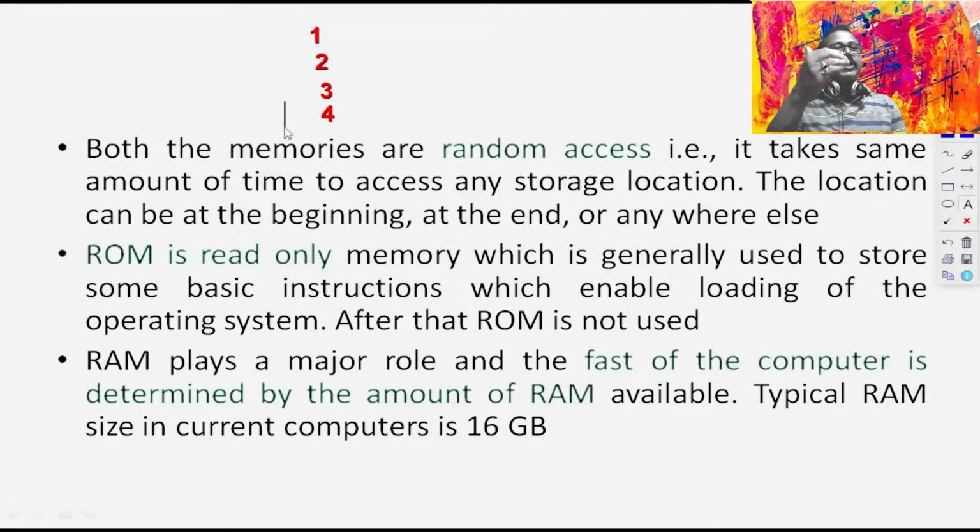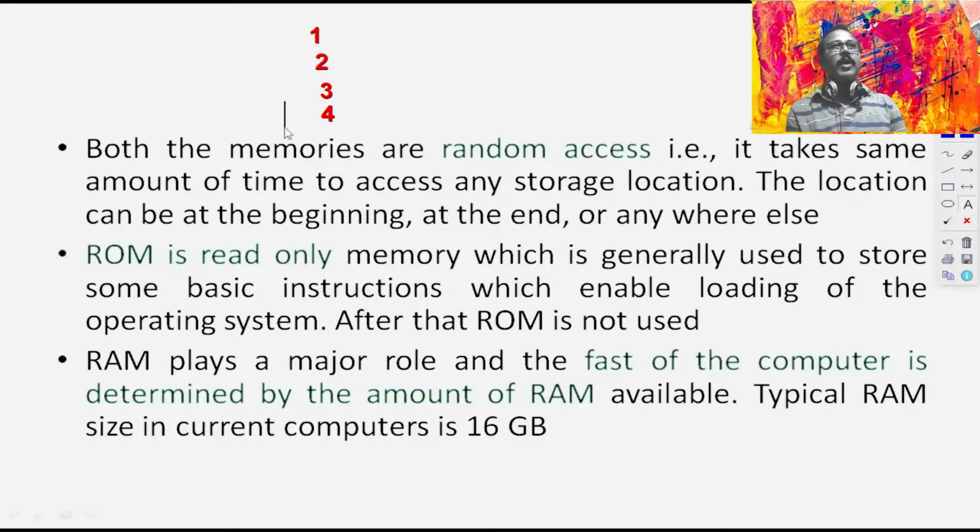So sequential means if you want to access the fourth instruction, first you have to access the first one, second one, third one, and then the fourth one. Random access means you can go to any instruction directly. So random access is otherwise sometimes called direct access.